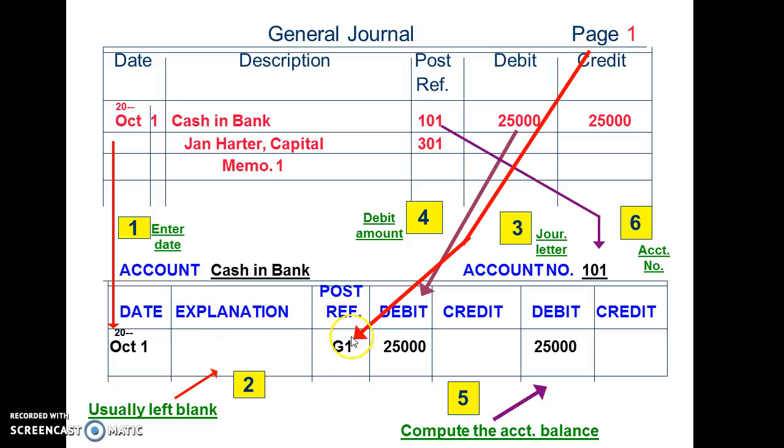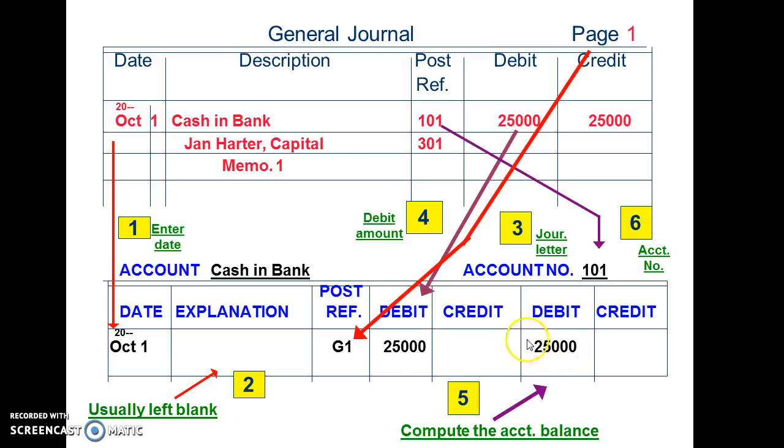Moving on to the right, post ref was post reference. Where did this come from? This came from the General Journal, page 1. That's why the page number is important. So we write G1, not GJ1. We write G1. And what did we have? We had a $25,000 debit. So you write $25,000 in the debit column. And then what is the new balance? It's $25,000. So you've done this step, this step, this step, and this step.